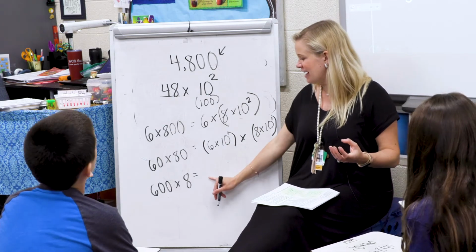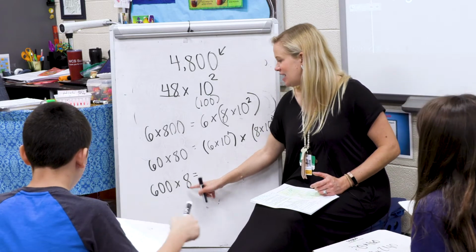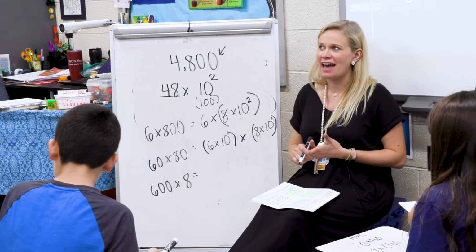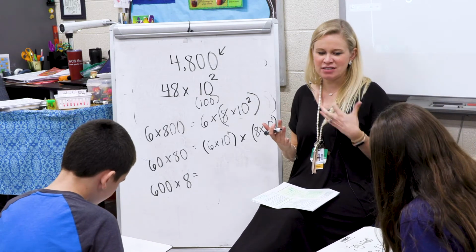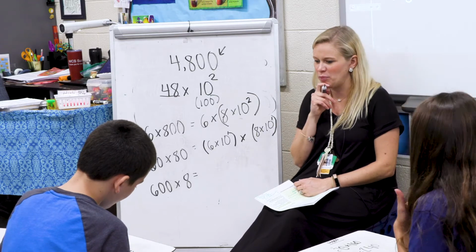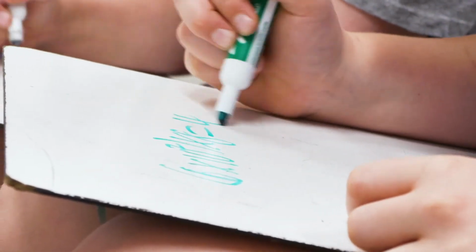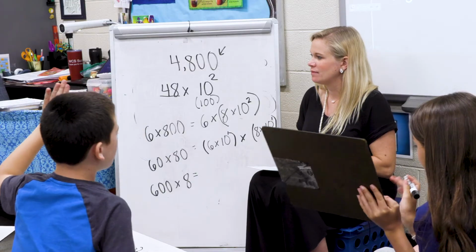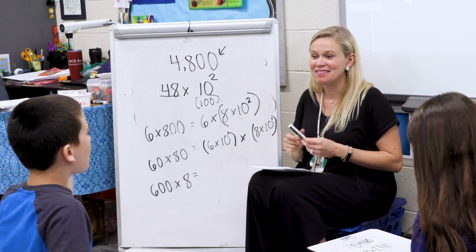And let's look at our last equation. If we did 600 times 8, how could we rewrite that by multiplying our whole numbers times a power of 10? Okay, give that one a try on your whiteboard. Good. Keep that on your board. Good. Awesome. Do you have a question, Matthew?